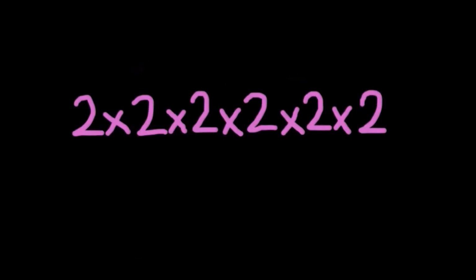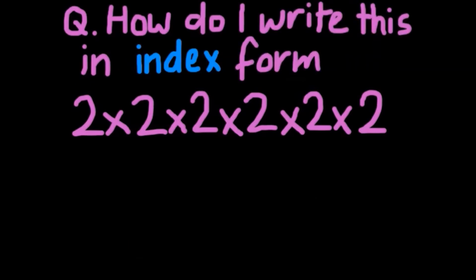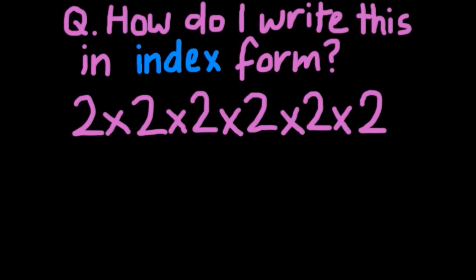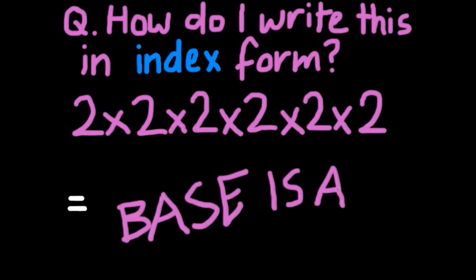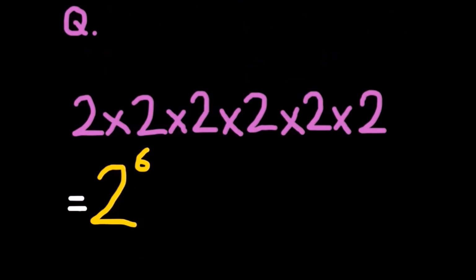Okay, good. So what about if we do it the other way around? So how do I write this whole thing here in index form? Okay, well, hopefully you can see that the base is clearly a 2, right? So that means the base is 2, and then what would we use the index? Well, there's 1, 2, 3, 4, 5, 6 of them. So that means the index is going to be 6, right? So it's 2 to the power of 6.